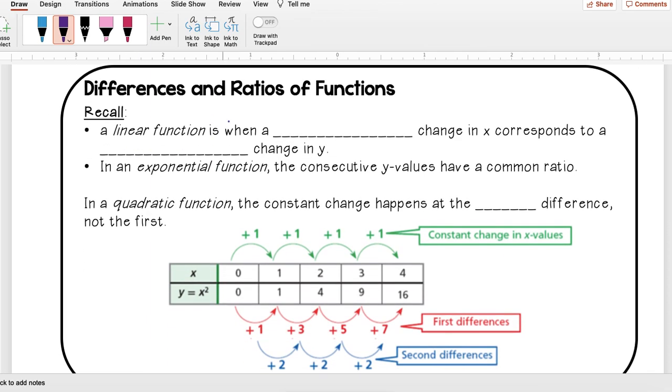So if you recall, a linear function is when you have a constant change in x corresponds to a constant change in y. So if x goes up by 1, it always goes up by 1, and if y goes up by 3, it's always going up by 3. In an exponential function, however, the consecutive y values have a common ratio. So if you recall, that means y is either being multiplied or divided by the same number. So linear was when it was being added and subtracted. Exponential is when it's being multiplied or divided.